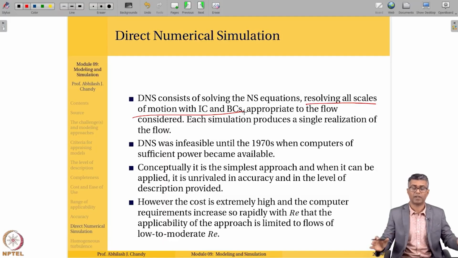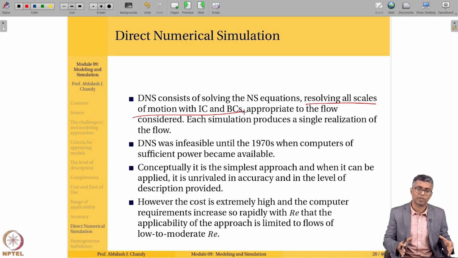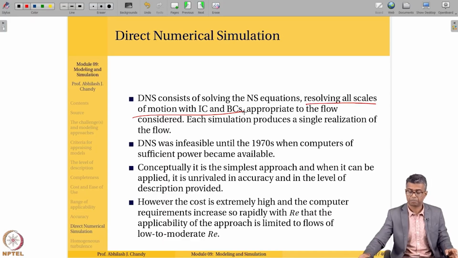And it is unrivaled in accuracy because if you do it properly, and I have to say this, if you do it properly, meaning if you have a grid that is fine enough to resolve the Kolmogorov scale, it is the most accurate approach out there, right? But the problem is the cost is extremely high and the computing requirements increase so rapidly with the Reynolds number that you have to limit this approach to relatively lower Reynolds numbers. Still turbulent, but relatively lower Reynolds numbers. Because as the Reynolds number keeps increasing, the computing cost keeps on increasing significantly.